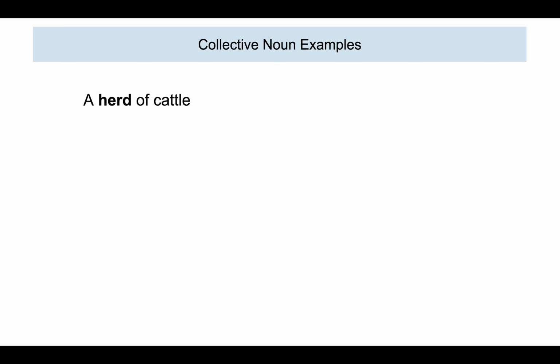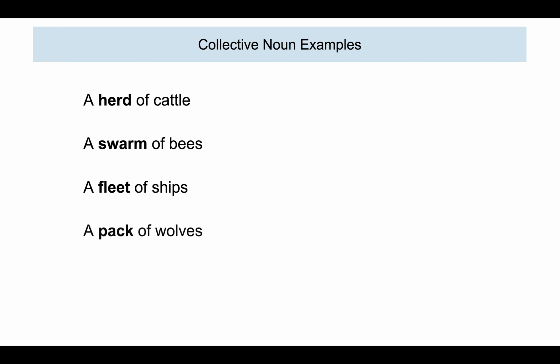Now, let's take a few examples of collective nouns. A herd of cattle. This is a very common example. So, when we see a lot of cattle, we call them a herd. So, the word herd is a collective noun which refers to many cattle. A swarm of bees. That means many bees. A fleet of ships. When there are a large number of ships, we call it a fleet of ships. A pack of wolves. So many wolves together are called a pack. A colony of ants. A bunch of bananas.